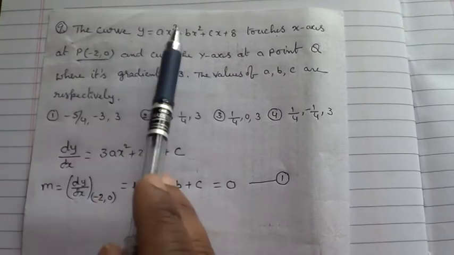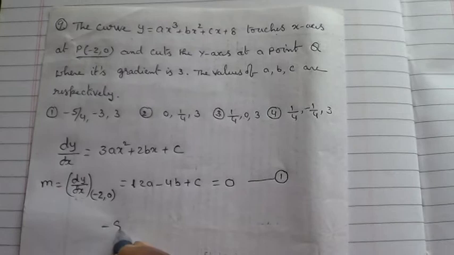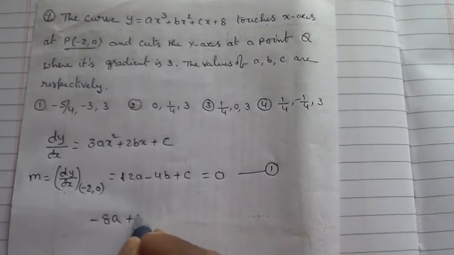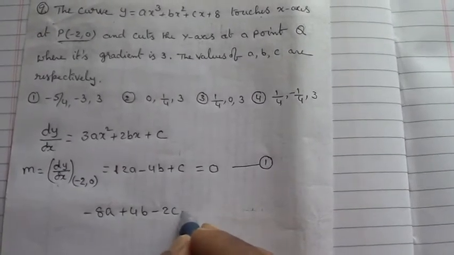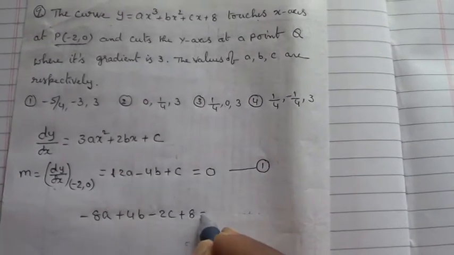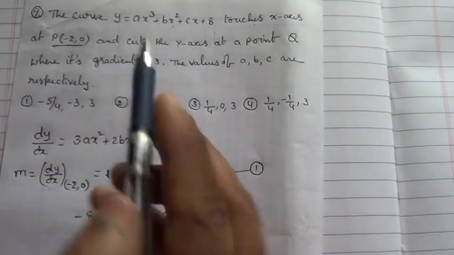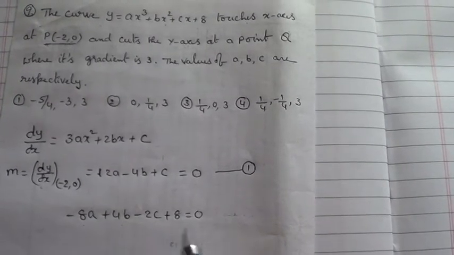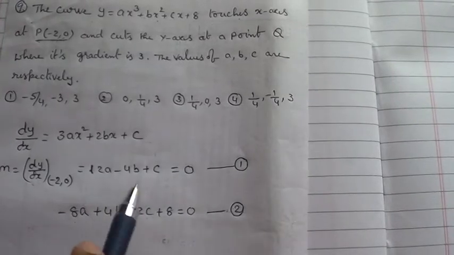That's why we substitute this point in the curve equation. Then what we will get? Minus 8a plus 4b minus 2c plus 8 is equal to 0, because the point lies on the curve. That's why we got minus 8a plus 4b minus 2c plus 8 is equal to 0. This is the second condition.